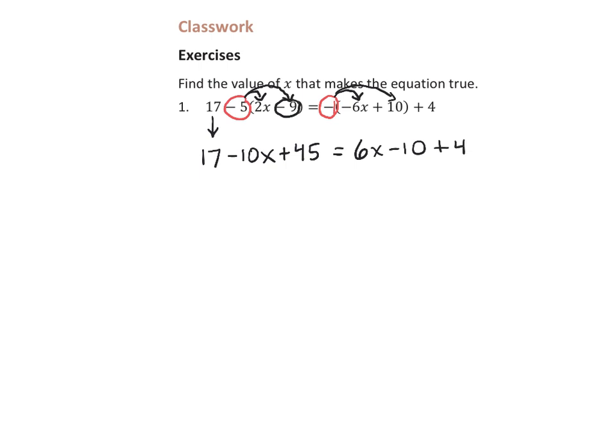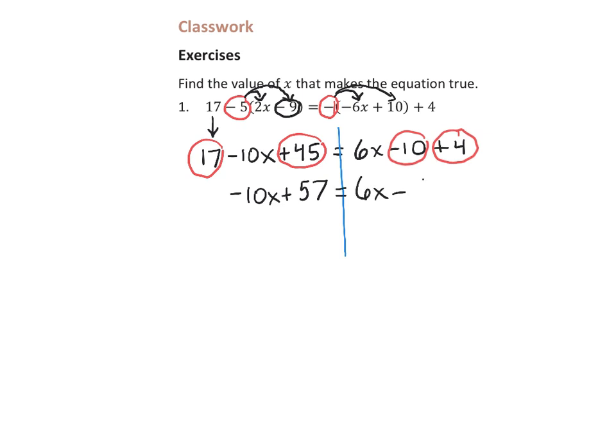So now you're going to combine like terms on both sides. So I'm just going to remind you that a side is where the equal sign is. So let's go ahead and put a line down the middle, and let's combine like terms. So our like terms here are a 17 and a +45. So 55, 56, 57 would give us that, and -10x. And on the right hand side, our like terms are a -10 and a +4. So -10 and +4 will give us a -6. So we'll say that equals 6x minus 6.